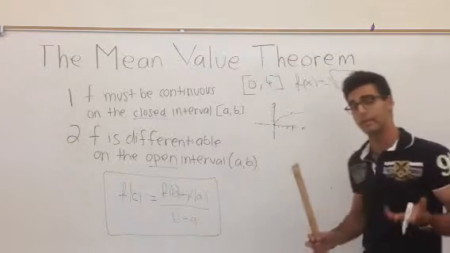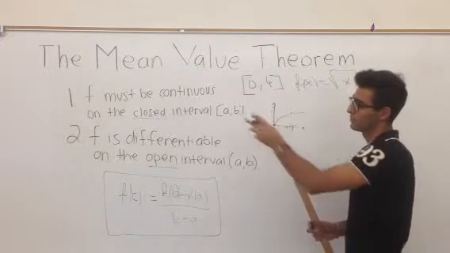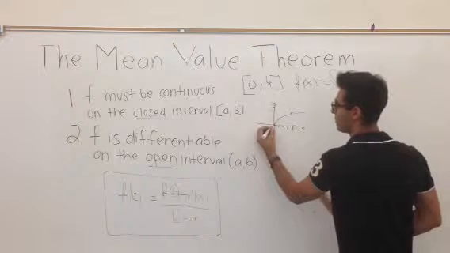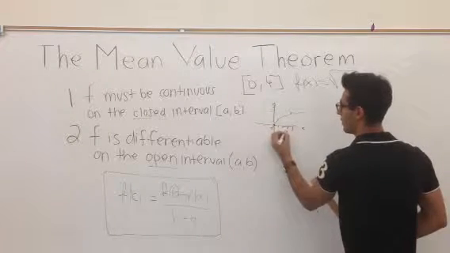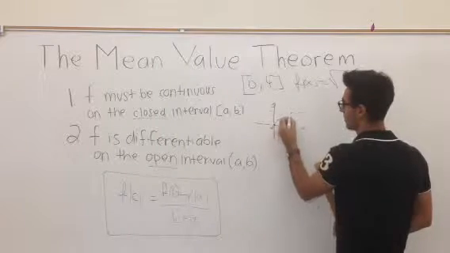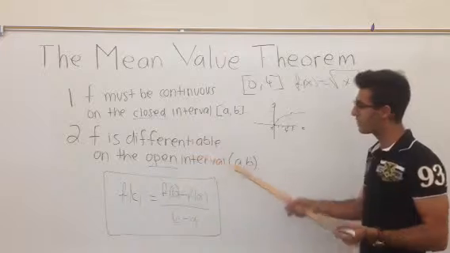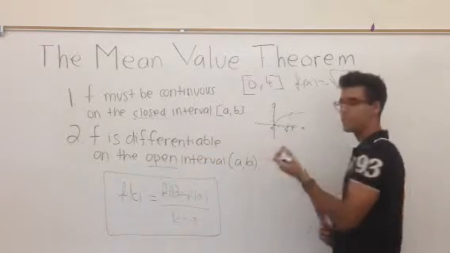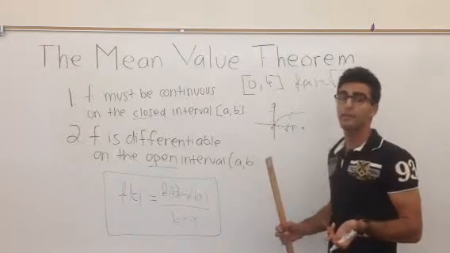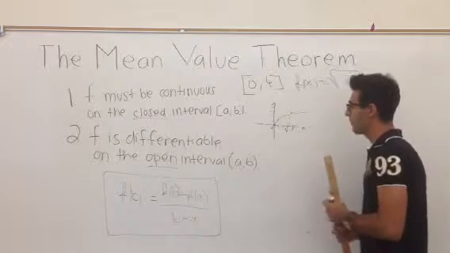Now we have to meet the conditions. Is our function continuous in our interval, which is 0 and 4? So here's 0, and here's 4. And as we can see, yes, it is continuous. Second condition, is it differentiable? If we pick any point between 0 and 4, we could take the derivative of it. So yes, also. So the conditions are met.